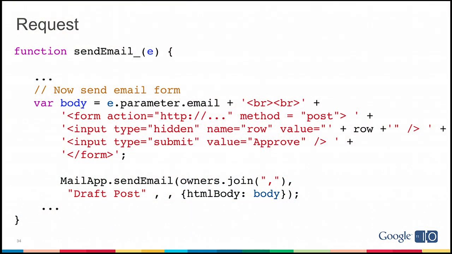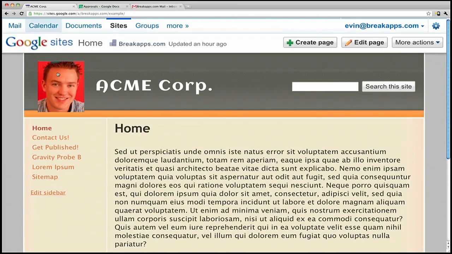This is almost identical to before. We send the body of the email out in the message, but we also include a little HTML form. And it's exactly as I mentioned before: a form action that's going to point back to our script server, a hidden value called row that's going to reference the spreadsheet row, and then a submit button that we're going to call approve in this case. And then we send it. So let's see that happening.